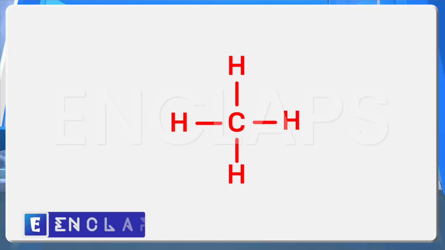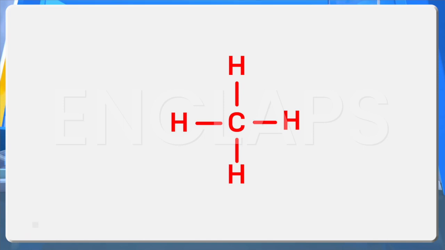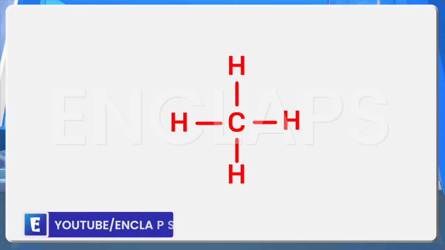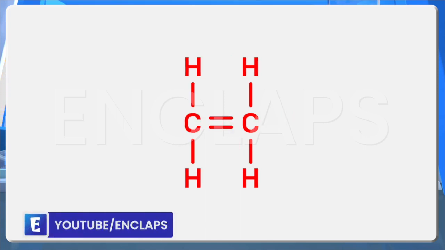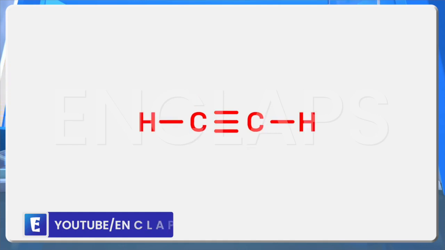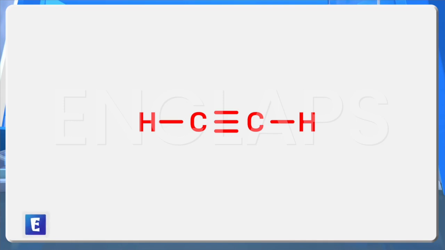In the first structure, we need 4 hydrogen atoms in order to complete the valency of carbon atom, right? In the second structure, they need 4 hydrogen atoms to complete the valency of 2 carbon atoms there, right? But what about the third structure? There is a triple bond between 2 carbon atoms, right?